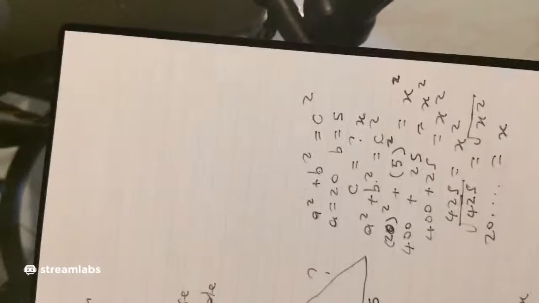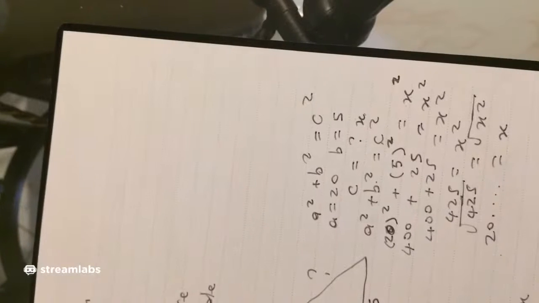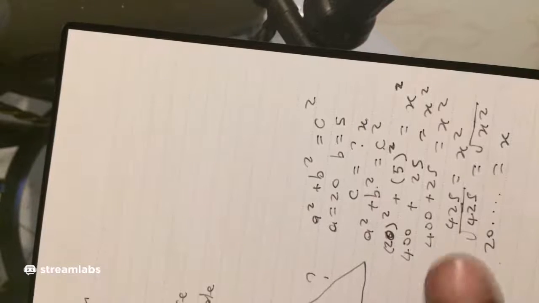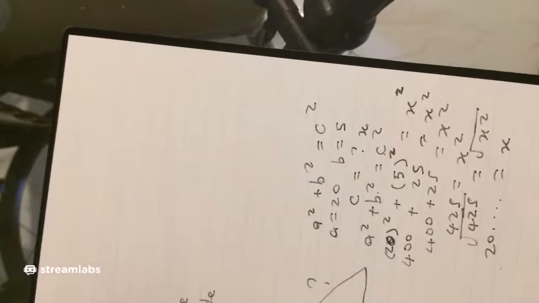We have to square it when we have C. So that's it. In this one, A squared plus B squared equals C squared. We know A is 20, we know B is 5, so we can find C using the formula. So that's how it goes.